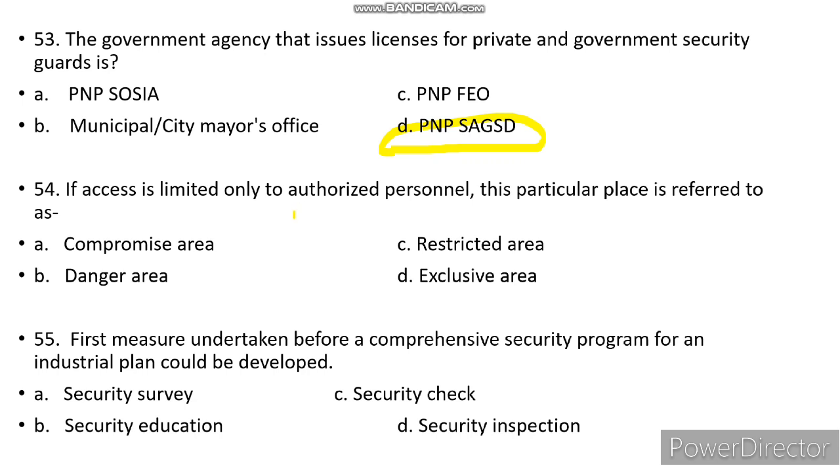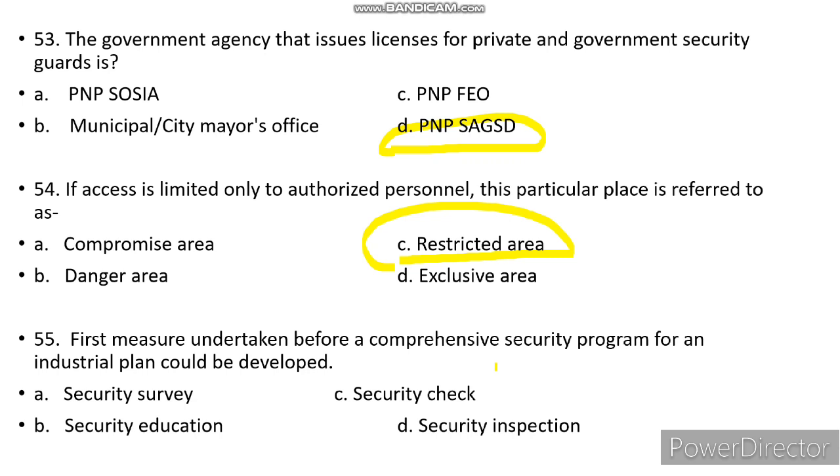54. If access is limited only to authorized personnel, this particular place is referred to as limited only to authorized personnel. Yung mga authorized personnel lang nakakapasok dito. So, that's restricted area. Kasi baka akala, pag restricted area, hindi talaga pinapasukan. Authorized personnel lang po yung pumupunta doon. Okay?